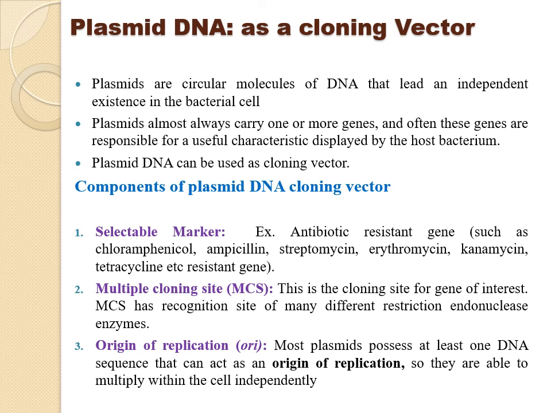The third point is the origin of replication. Most plasmids possess at least one DNA sequence that can act as the origin of replication, so they are able to multiply within the cell independently. We have seen in the previous slides that the cell divides and recombinant molecules are formed in large numbers. How does it happen? It happens through the origin of replication. The origin of replication is involved in division. All right, this is the main part involved in the division. I'll show you a diagrammatic picture of what a DNA cloning vector or plasmid looks like.